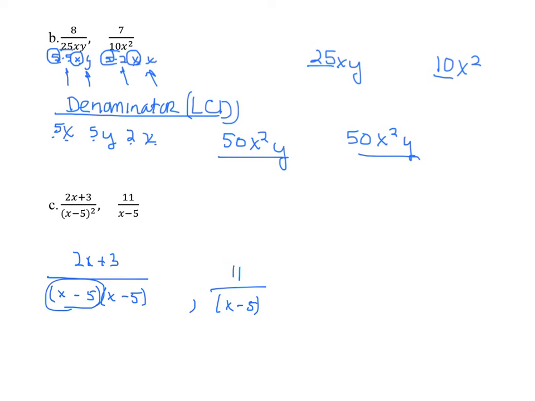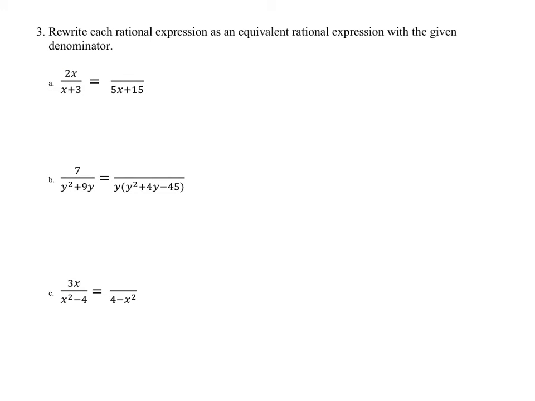So you circle what's in common, and you write it down once. Good. And then you write down the leftover. Done. All right, moving on.